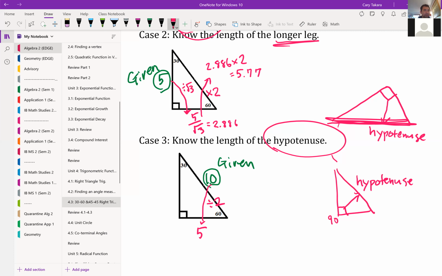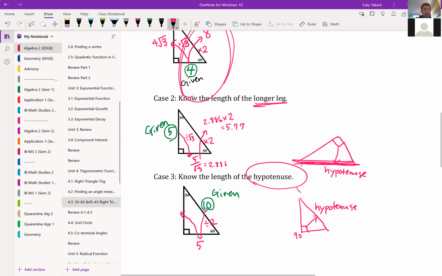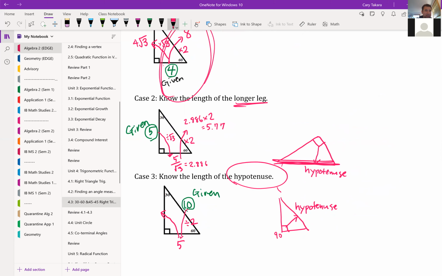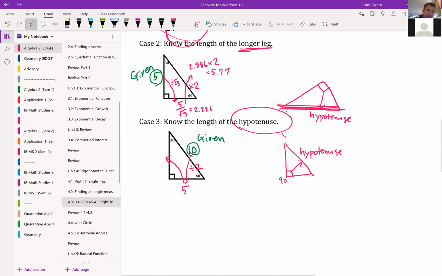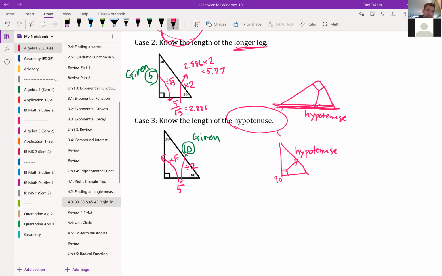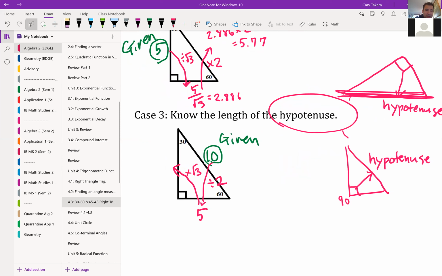Yeah? And if you know the short leg, how do you figure out the longer leg? Let me hear from you. How do you go from the short leg to the long leg? Remember right here, if it's 4, you multiply by square root of 3, right? So you're going to multiply by square root of 3. So it will be 5 square root of 3.